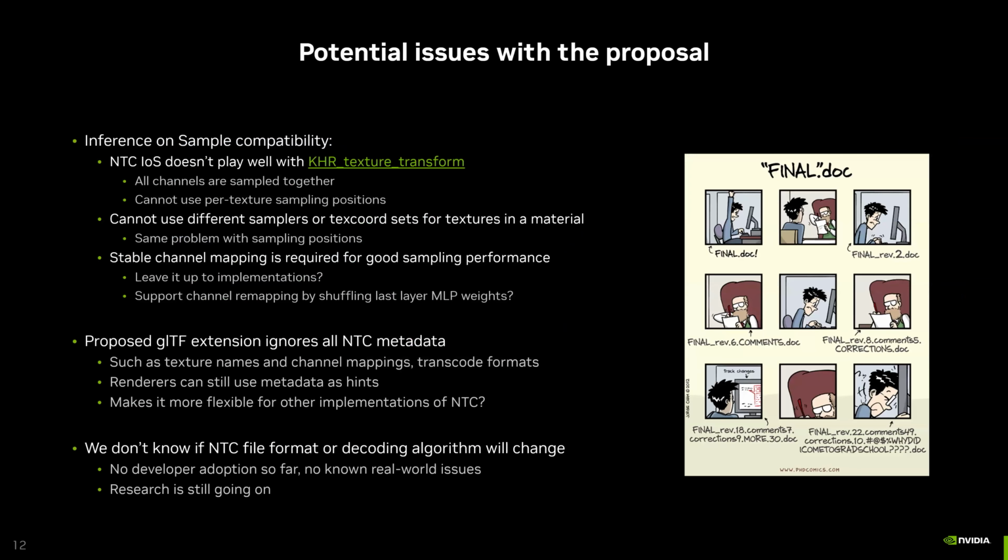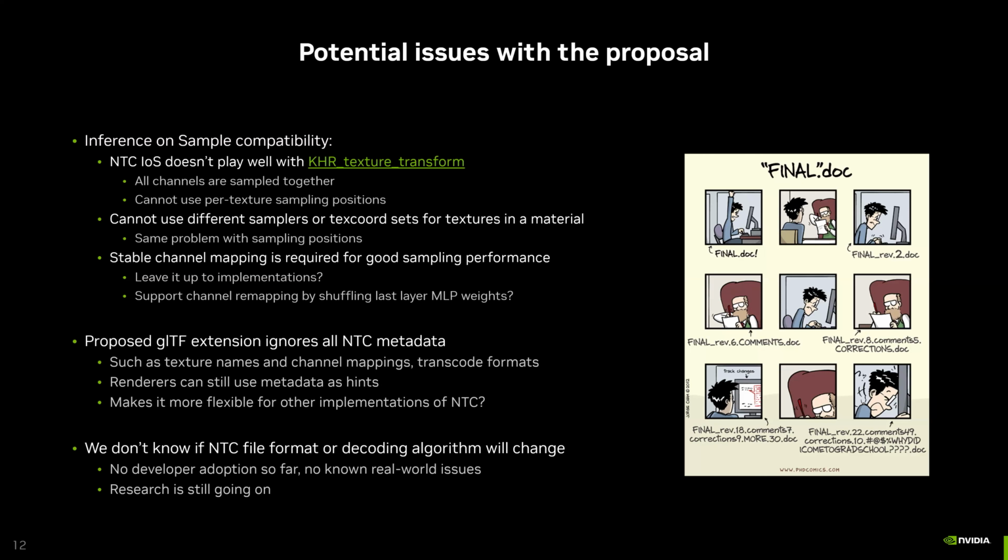Now, there are some potential issues with the proposal. One is that NTC inference on sample doesn't work well with some of the glTF features, like texture transform, that allows you to independently scale, rotate and move the textures applied to a material. The reason is that when you do inference on sample, you get all the channels together from a single texture sample at a single location. So if you have different sampling positions, you would need to do NTC decoding multiple times, and that would be very expensive. For the same reason, it doesn't really work with different samplers for textures or different texture coordinate sets.